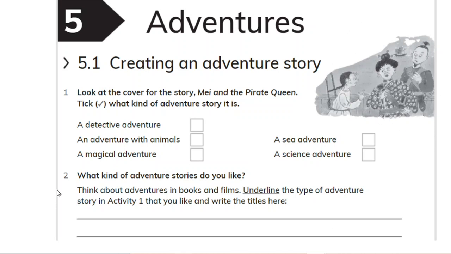And then number two, you would write what kind of adventure do you like? Do you like a detective one with animals, or magic, or at sea, or science based? So just write two and give me one of these. Okay.